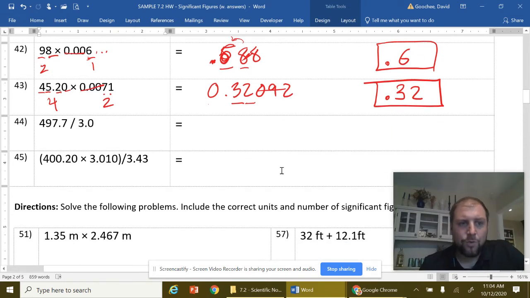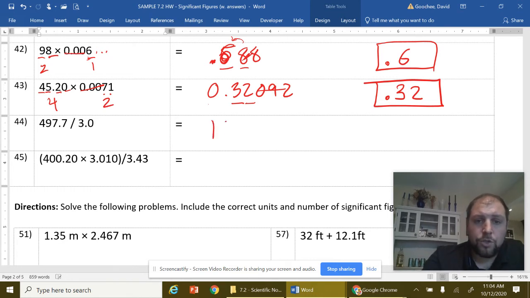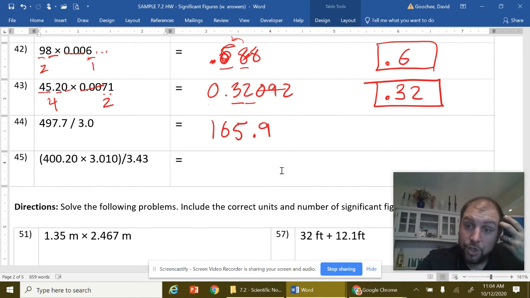Okay, so on to the next one. 497.7 divided by 3.0. The calculator spits out 165. Let me write this more neatly. 165.9. But again, we have to round this to whichever input had the fewest significant figures.